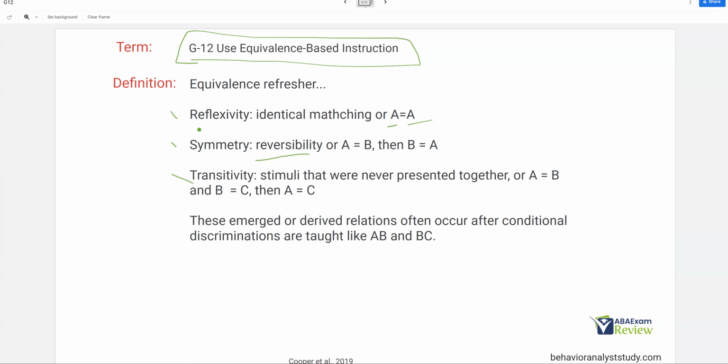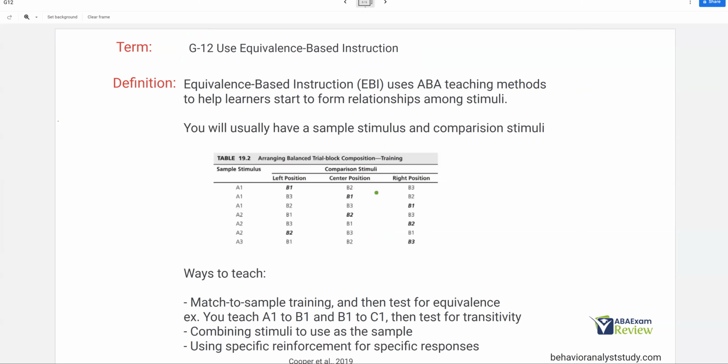I always tell everybody, just like I preach that we need to focus on the foundational, simple concepts, functions and reinforcement and punishment and shaping. These really easy ideas are the foundation for everything else. Reflexivity, symmetry, and transitivity are the foundation for equivalence-based instruction. With that said, let's talk about equivalence-based instruction.